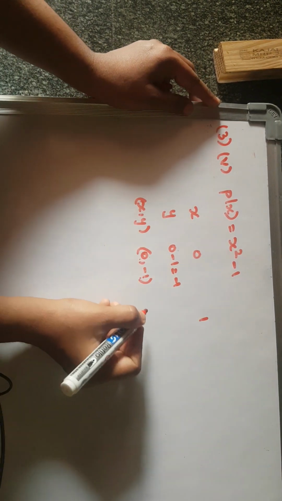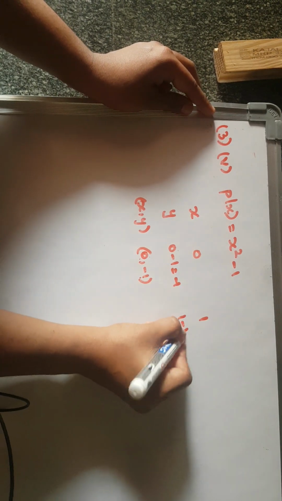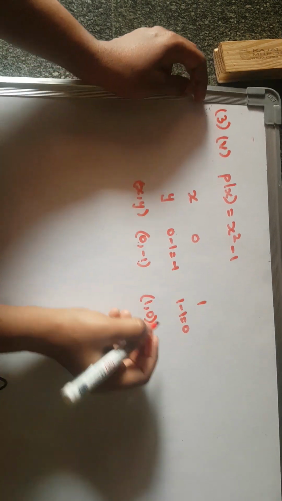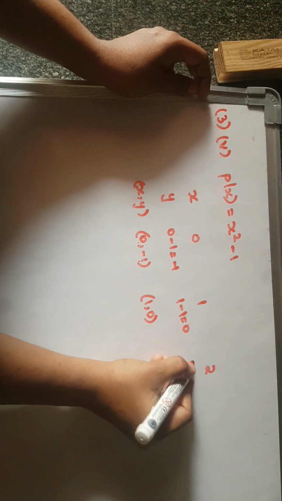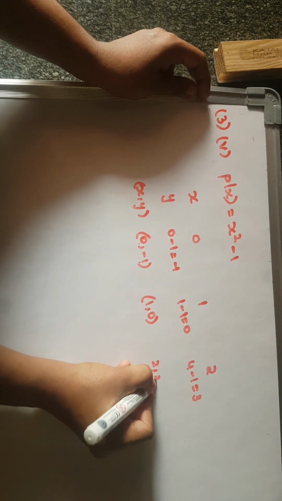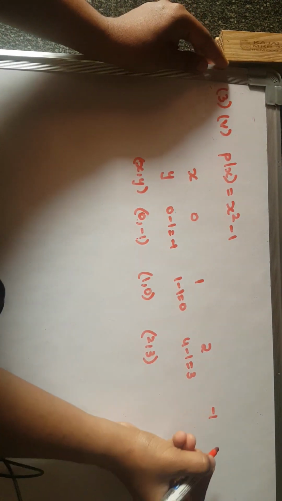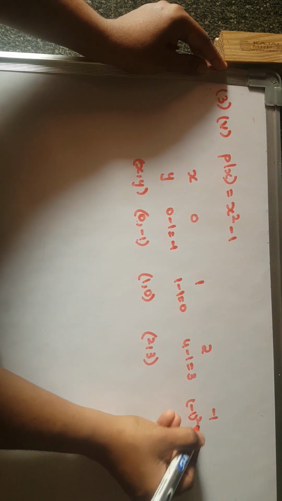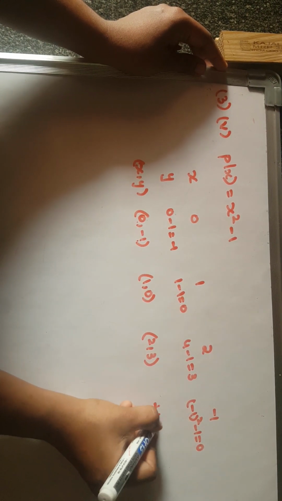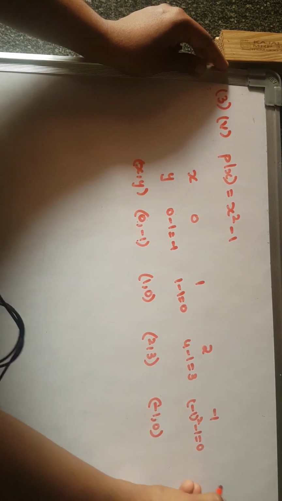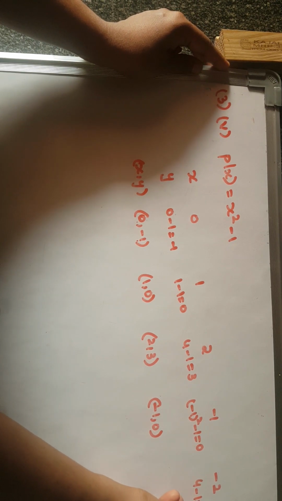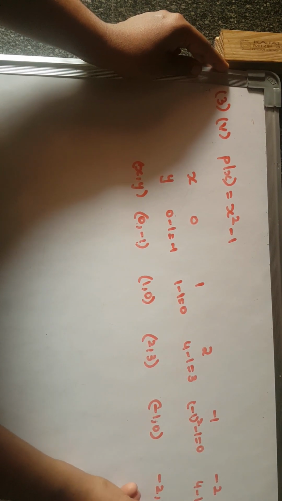Take the value of x as 1. 1 square minus 1 is 0, so when you take 1, the value of y becomes 0. When you take 2, 2 square is 4, minus 1, this value becomes 3. Now take minus 1. Minus 1 whole square minus 1 is 1 minus 1, which is 0. This is minus 1 comma 0. When you take x value as minus 2, whole square 4 minus 1, this value becomes 3.